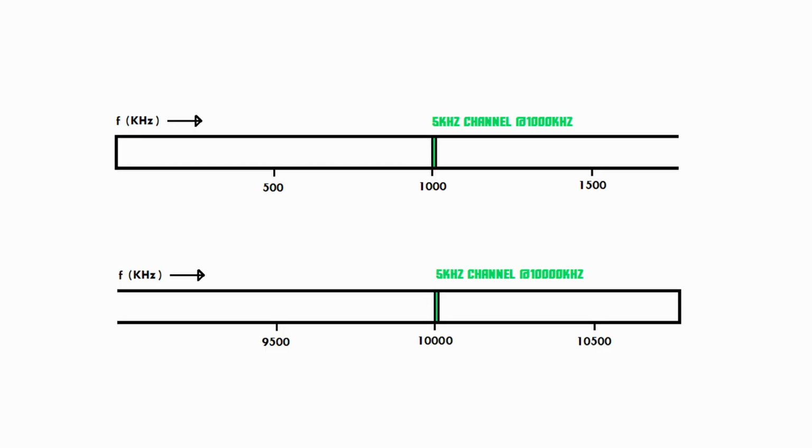It doesn't matter if I have a 5 kHz band ranging from 1000 to 1005 kHz, or if I have that same band from 10,000 to 10,005 kHz. It doesn't really make a difference. In the second example, the absolute frequency is much higher, but the range size that we're using, the bandwidth, that's still the same, and so the theoretical capacity is still the same.